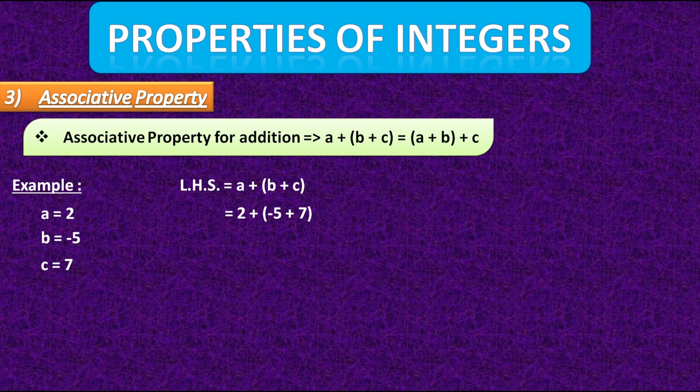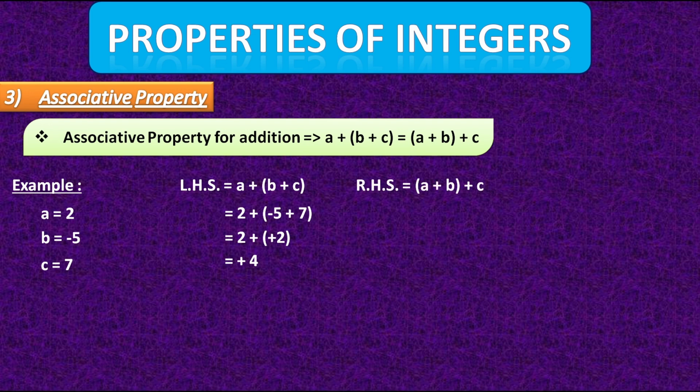7 minus 5 will give you the answer as 2 with plus sign, because 7 is greater here and 7 has plus sign. So I got 2 plus 2. Now both the numbers have the same sign, so we have to directly add. 2 plus 2 gives us the answer as plus 4. So LHS is equal to plus 4.